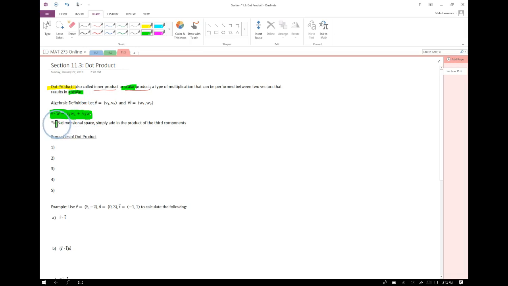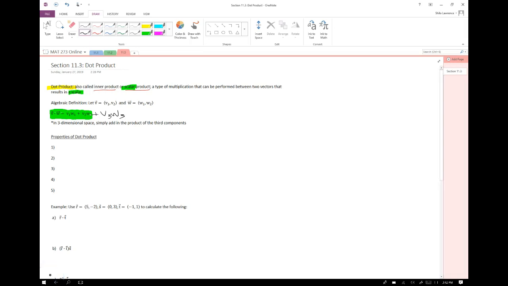And if our vectors were three-dimensional vectors, then they would also have a v sub 3 and a w sub 3, and we just follow the same pattern that we already see. We would just say plus also v sub 3 w sub 3. So we would just find that product as well and add it into our result.